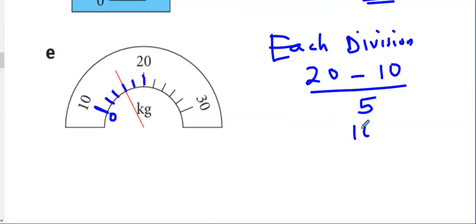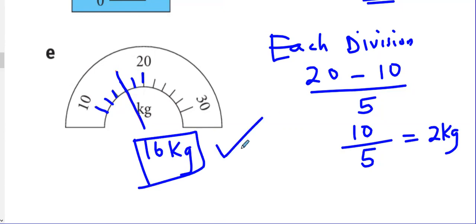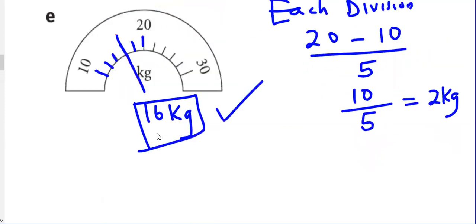So 20 minus 10 is 10, divided by 5. This is equal to 2. That means each line there represents 2 kilograms. So from here, this is 10, add 2, that's 12, add 2, that is 14, add 2, that is 16, add 2, that is 18, add 2, that is 20. So this reading here will be 16 kilograms. Okay, so go ahead and check your work. If you tried it correctly, then put a tick. If you did it wrong, please do corrections.